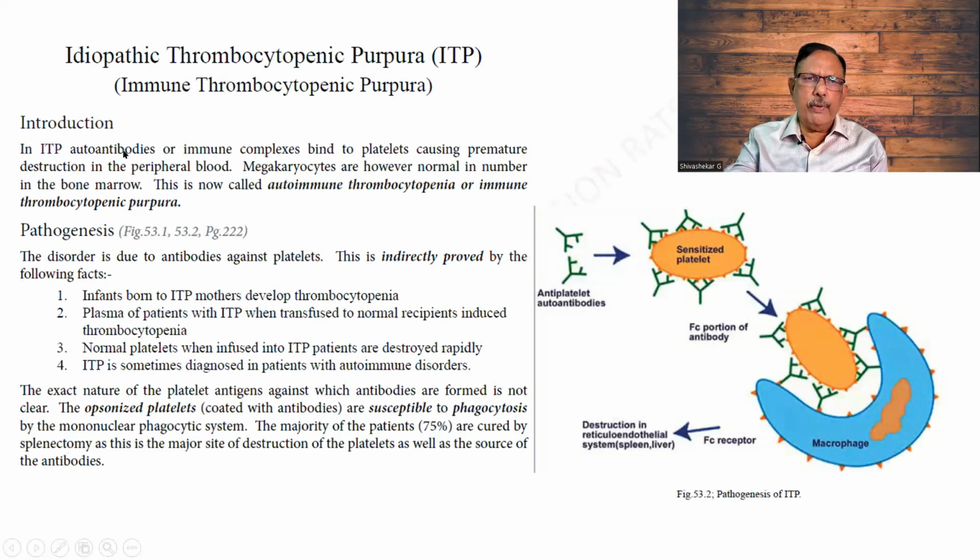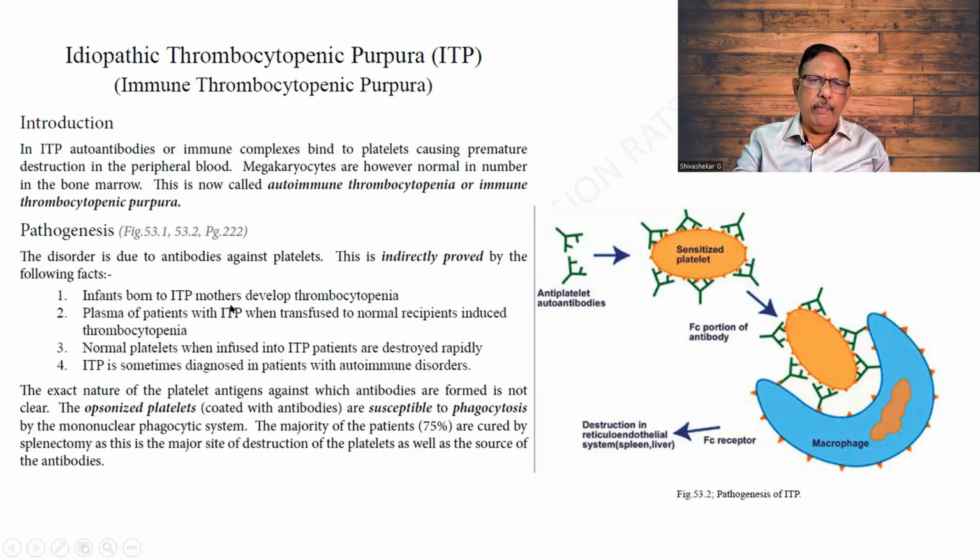This is due to the production of antibodies. So it is otherwise called autoimmune thrombocytopenia or immune thrombocytopenia. ITP can also mean immune thrombocytopenia. It is due to platelets having antibodies against them. And it has been proven by all these facts.